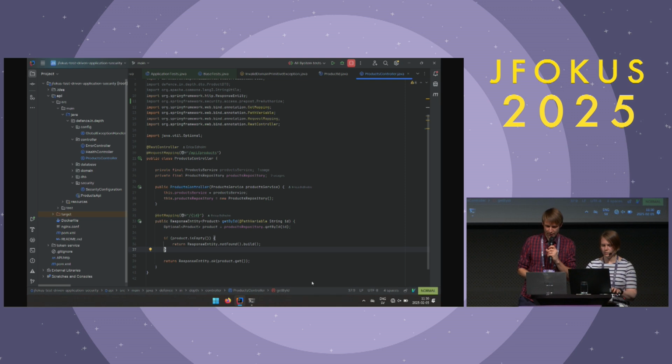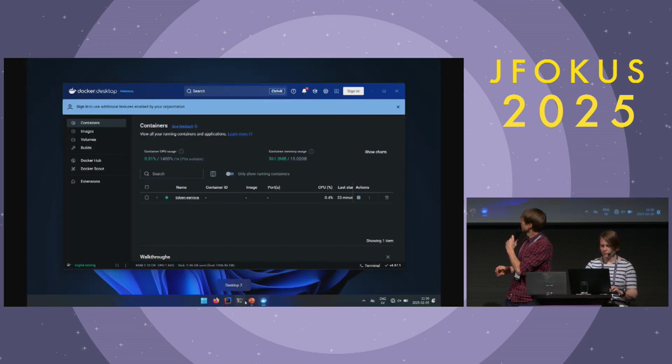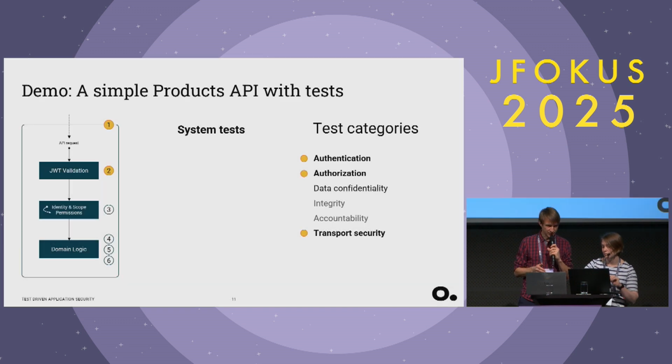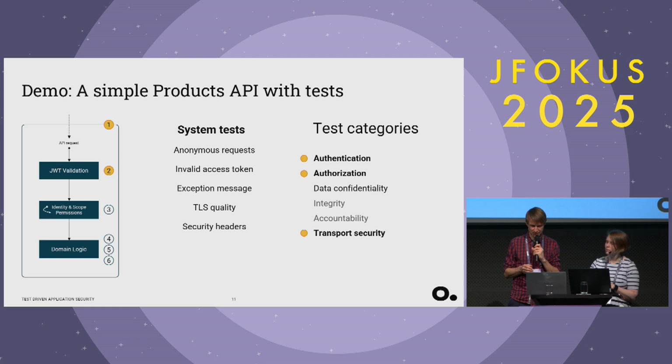The system tests that we have shown covered authentication, authorization, and transport layer security. And well, you could of course argue that JSON token validation is part of authorization, not authentication, but that's not important to distinguish in this presentation.